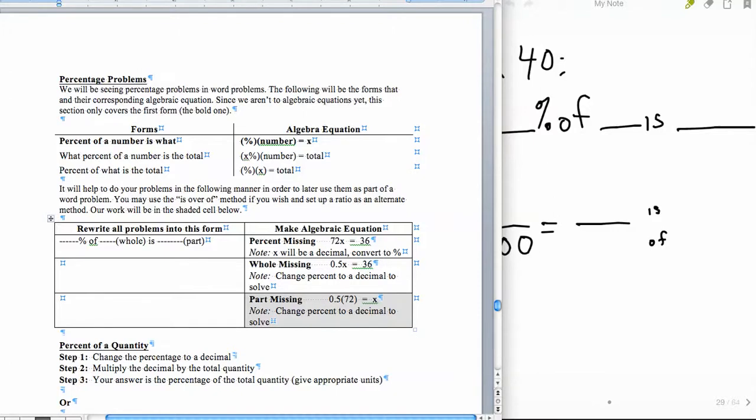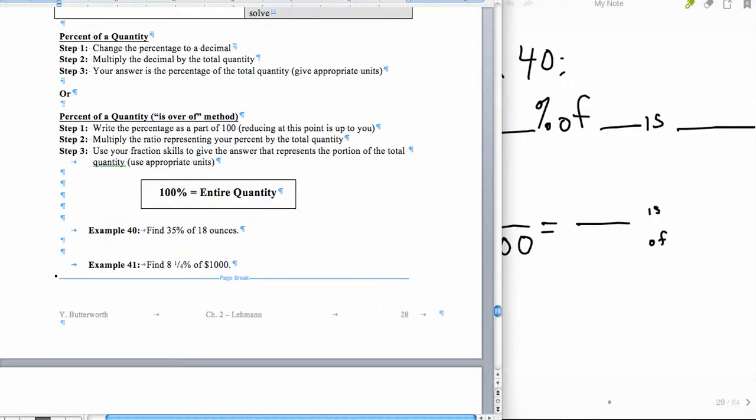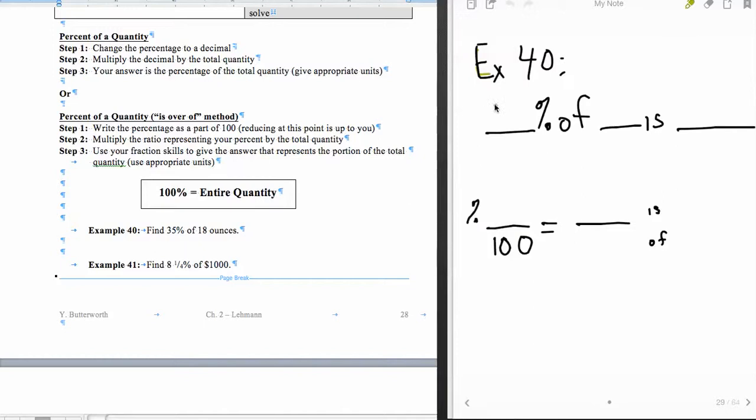So I'm going to show you writing them as algebra problems. Percent of blank, which is the whole part, is blank, which is the portion. And that's this box down here where we're multiplying a percent written as a decimal times the number, which is the whole, and that's going to tell us the part. So we are going to find 35% of 18 ounces. So 35% of 18 ounces is what number of ounces? And I'm going to write that there.